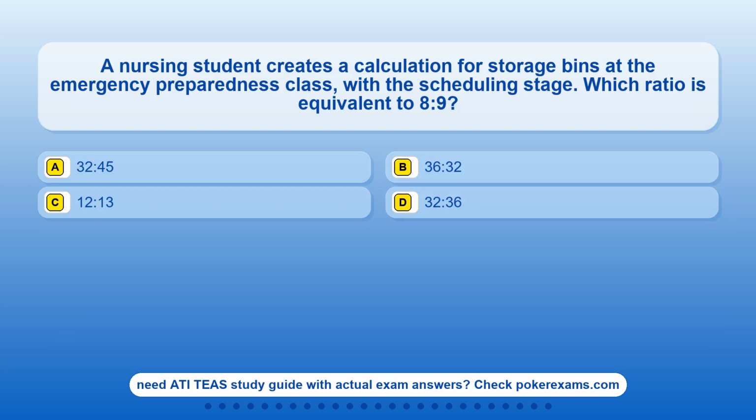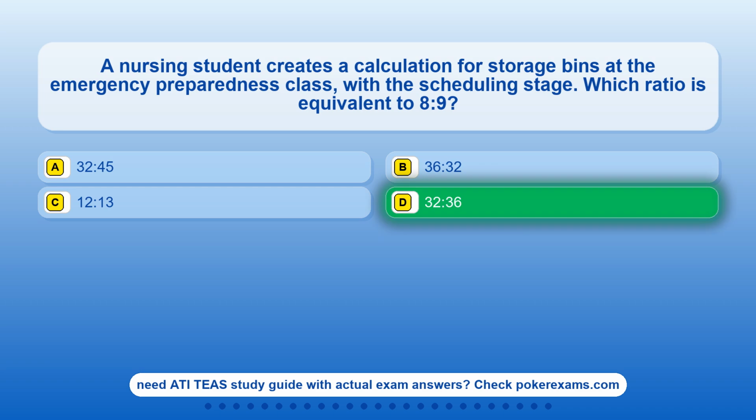Question 14. A nursing student creates a calculation for storage bins at the emergency preparedness class, with the scheduling stage. Which ratio is equivalent to 8:9? Option A, 32:45. Option B, 36:32. Option C, 12:13. Option D, 32:36. The correct answer is option D, 32:36.